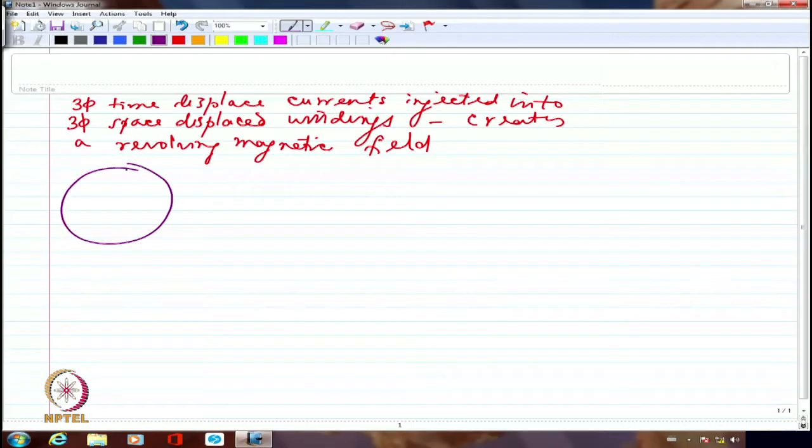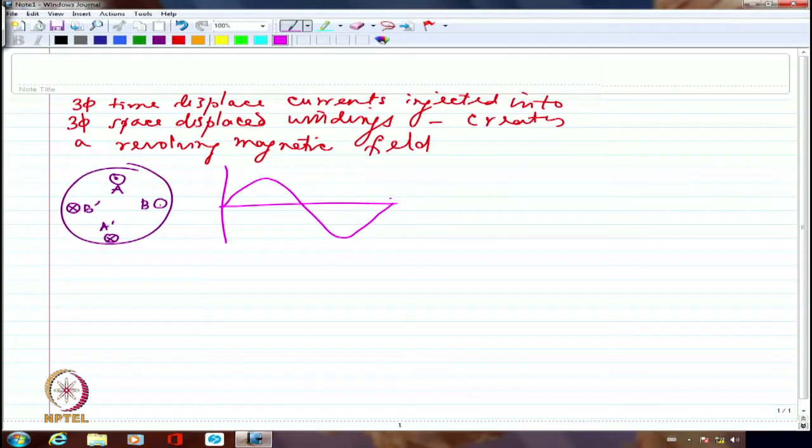motor, I will have maybe A and A dash here, whereas I'm going to have the next phase somewhat coming like this. So this is dot, and let us say this is cross. I will have this as dot and this as cross. This will be A phase, whereas this will be B phase. And if I try to look at the two currents which are time displaced, this may be one phase and the second phase will be 90 degrees shifted from this. This is how it will be.